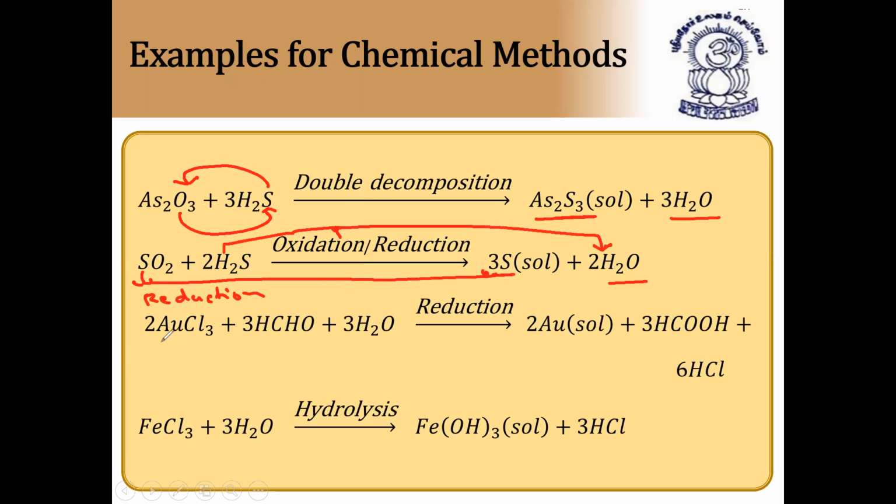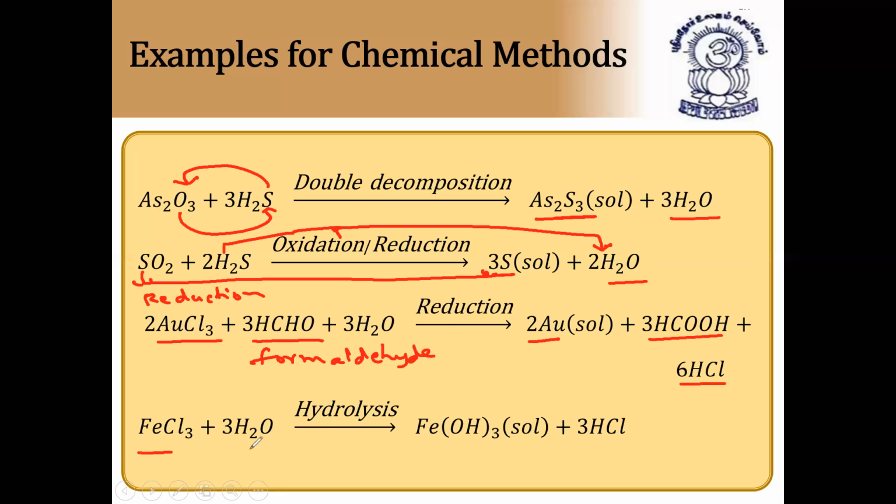Next example, gold chloride, AuCl3, on reaction with formaldehyde. Sorry, it is not acetic acid, it is formaldehyde. So gold chloride on reaction with formaldehyde plus water, under reduction, forms gold along with acetic acid and HCl. So this is the preparation of gold salt. Gold salt is prepared by taking gold chloride along with formaldehyde and water undergoing the reduction process.